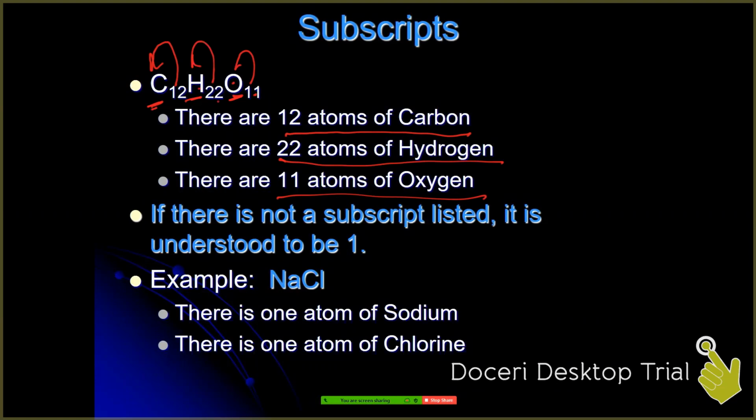So here, this is sodium chloride. That's table salt. 2 capital letters, so 2 elements, sodium and chlorine. Since there's no subscripts, I just have 1 of each of those.